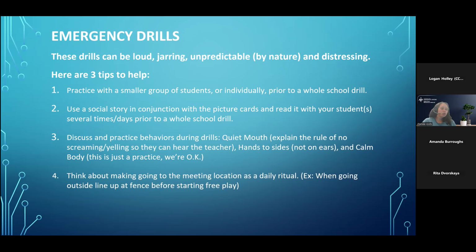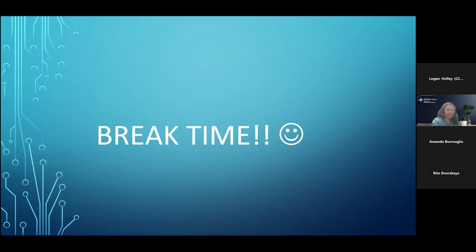And calm body. So just reminding them, like, this is just practice. We are okay. And think about making going to the meeting location a daily ritual. So when going outside, line up at the fence before starting free play. Depending on where you have to go for your location, sometimes it might be in a parking lot, sometimes it might be across the street. So, those things to keep in mind. You really don't want to wait until the day of, especially if it's a far walk with 2, 3, 4 year olds, whatever the case may be. Yeah, we don't want a disaster. We don't want to stress anyone out.